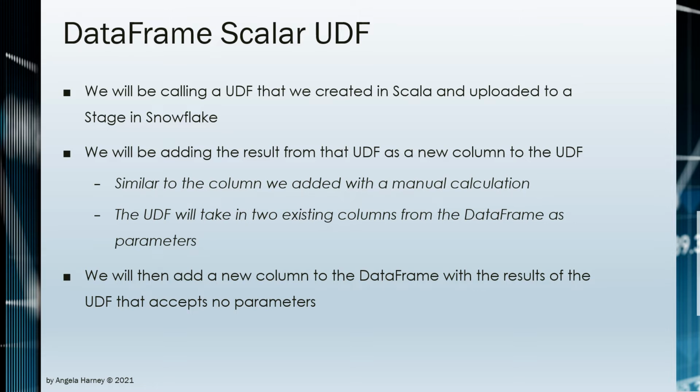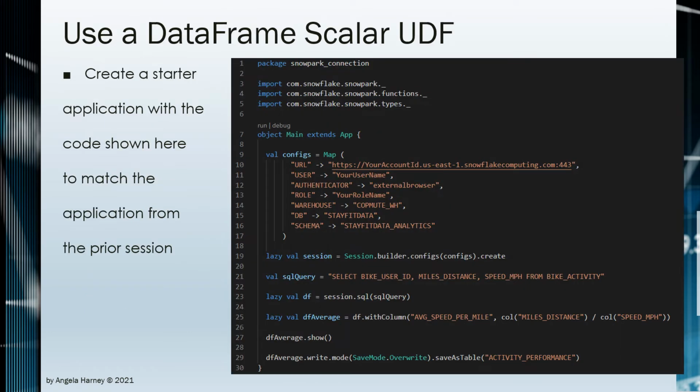We will be calling the Scala UDF we created in a Snowflake stage in the last session. We will add the result from a UDF as a column to a data frame, one that accepts parameters and one that accepts no parameters. Please refer to Session 7, Create a Snowflake Scala UDF, and follow steps in detail to create the application shown here. Note, the application shown builds on a series of previous sessions as well.